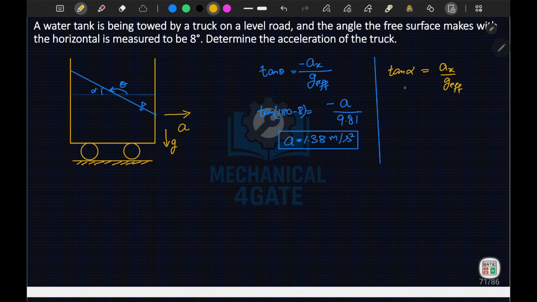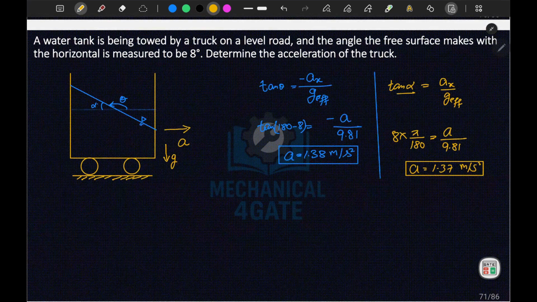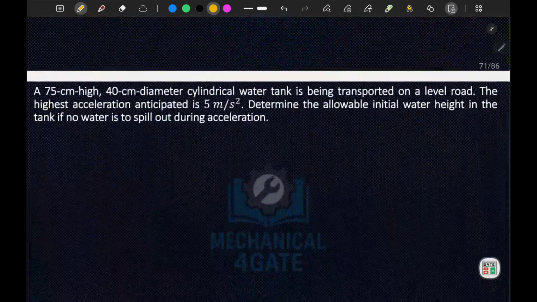Okay, now I can directly put alpha is equal to 8 degree here, or since 8 degree is a very small angle, I can write tan alpha as equal to alpha in radian, which equals ax over g effective, that is a over 9.81. If we solve this, I will obtain a is equal to 1.37 meter per second square. Okay, so this is your approximate result. Or if I directly put tan 8 degrees here, then your answer will remain the same. Okay, now let's move to next question.